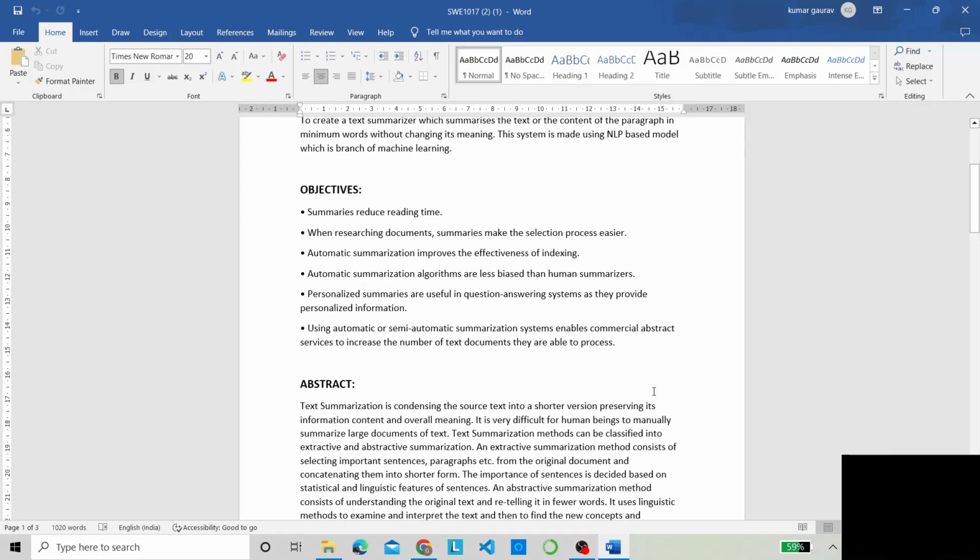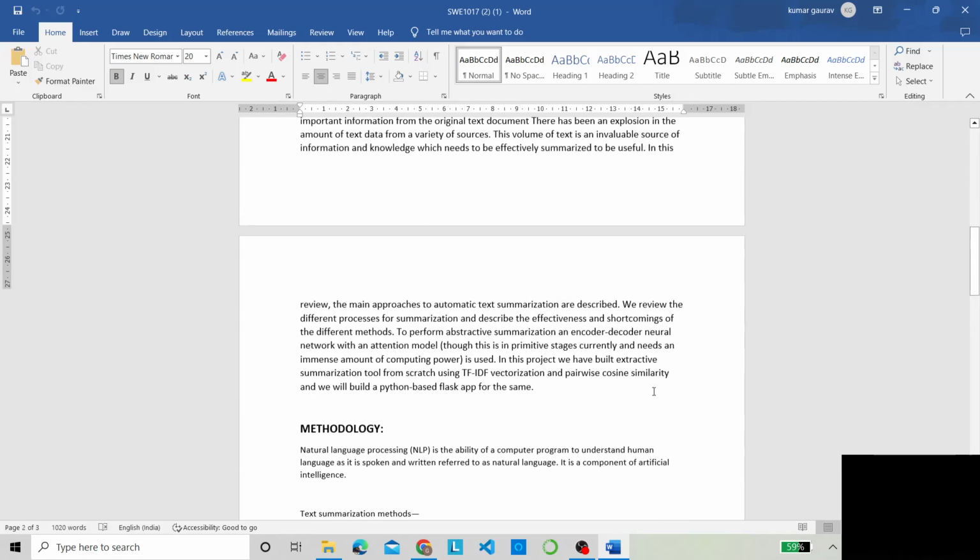The major objective of our project is that summaries reduce reading time. When researching documents, summaries make the selection process easier. Personalized summaries are useful in question answering systems as they provide personalized information.